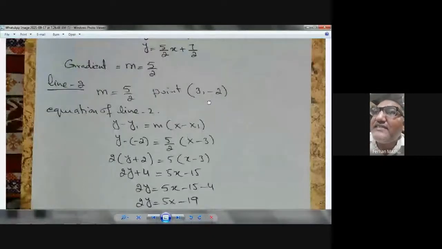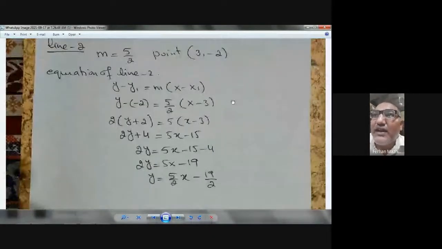The procedure is very simple. I will apply the formula y minus y1 equals m bracket x minus x1. So for y1 I will substitute the value minus 2, for m I will put the value 5 by 2, and for x1 I will put the value 3. So here you will have minus minus plus. So y plus 2, this 2 dividing will come to the other side, so it will multiply. This 5 will multiply with this bracket. So you will have 2y plus 4 equals 5x minus 15.